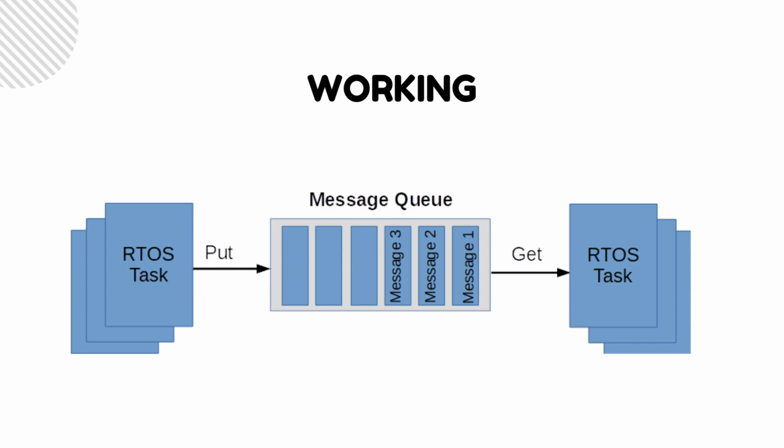So from one task, the message goes to the message queue. The message queue is like a buffer where it can hold the messages which have to be transmitted or transferred to the other task, and then the other task will receive that.